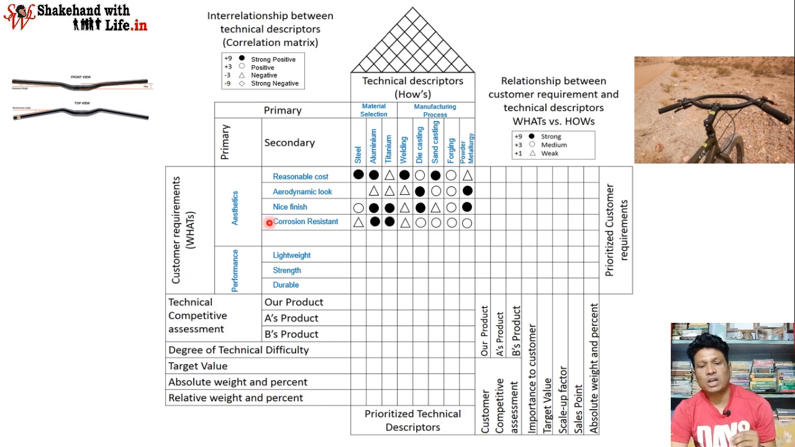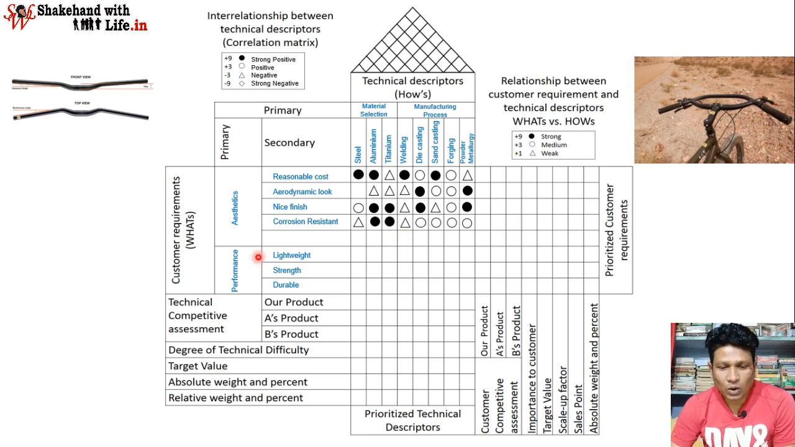Now we study corrosion resistance, the property of resisting corrosion in the handlebar stem. If we use steel, then there is a weak relationship. That means steel can't resist corrosion in the handlebar stem. But if we use aluminum and titanium to manufacture the handlebar stem, then there is a strong relationship. That means both metals can resist corrosion. Now if we talk about the manufacturing processes, welding has a weak relationship with corrosion resistance, but die casting, sand casting, forging, and powder metallurgy, all four processes, have a medium relationship with corrosion resistance.